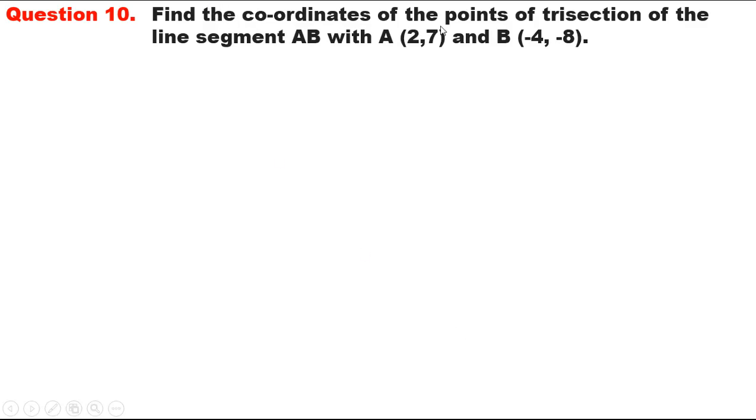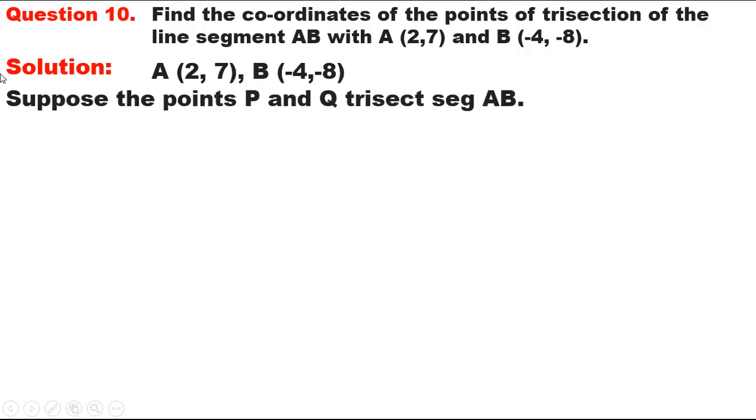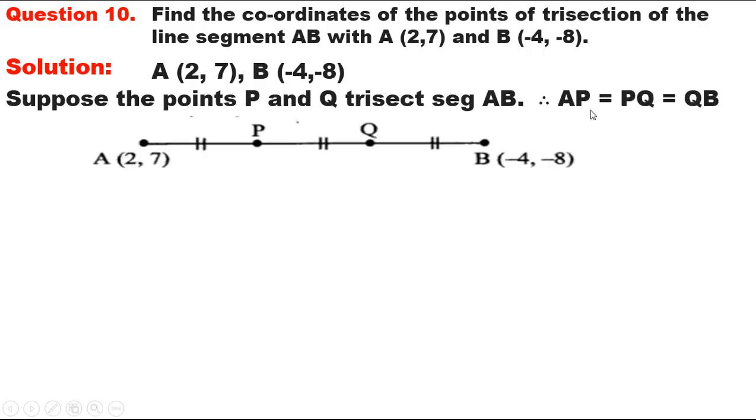Question 10. Find the coordinates of the points of trisection of the line segment AB with A(2, 7) and B(-4, -8). Solution: A(2, 7), B(-4, -8). Suppose the points P and Q trisect the line AB. AP = PQ = QB. A to P is equal to P to Q and Q to B.